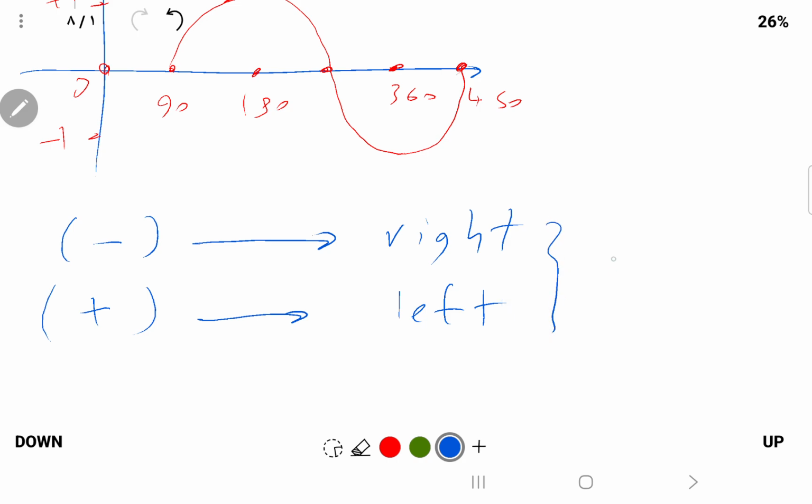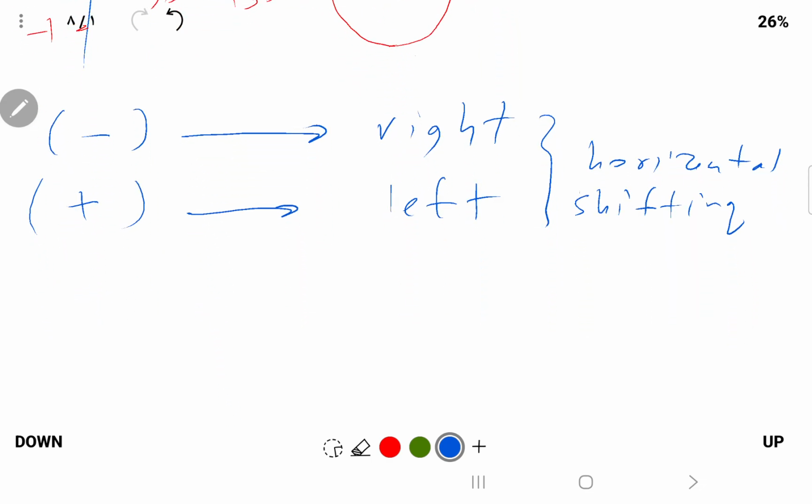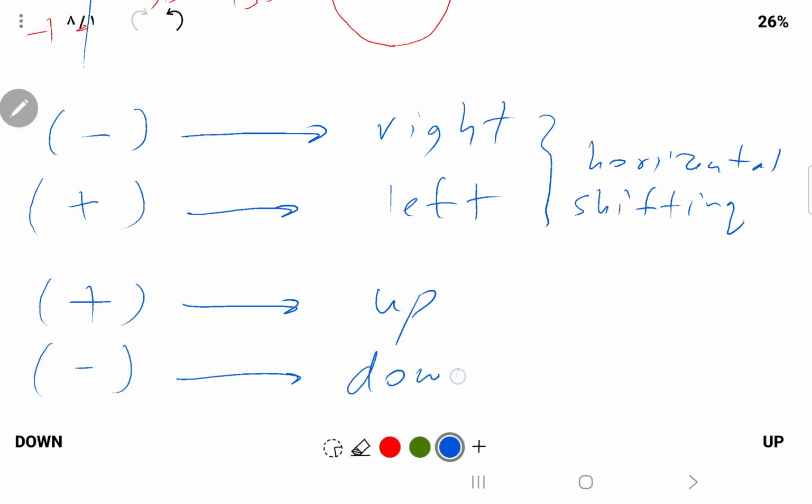So this is horizontal shifting or translation. While when we talk about vertical translation, in this case the plus sign will shift it up and the minus sign will shift it down. So here we're talking about vertical shifting.